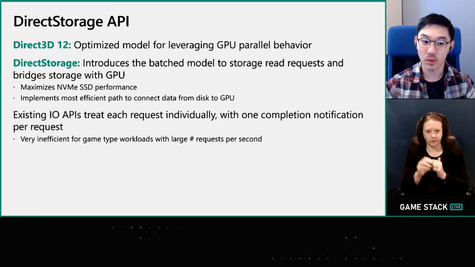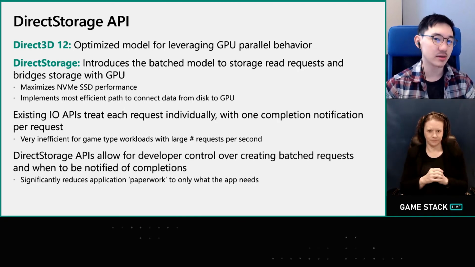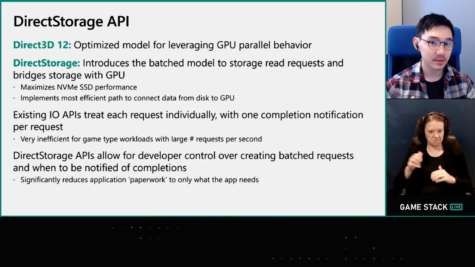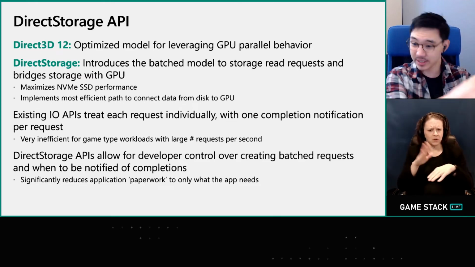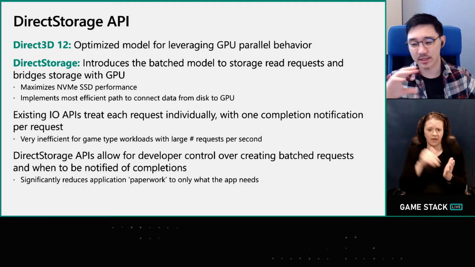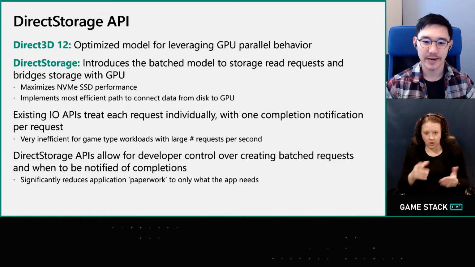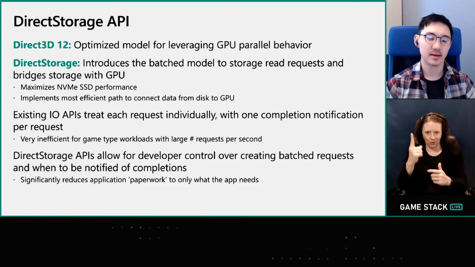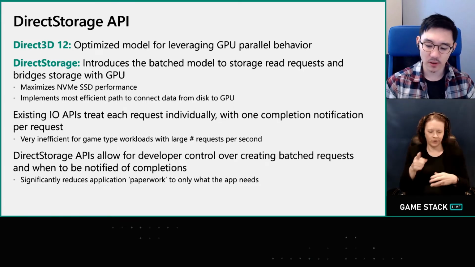You don't really want to be doing one at a time. So the DirectStorage API essentially allows you, the developer who's building the game, to create these batched requests and to identify when you want to be notified. If you have, say, 1,000 things that you need, you can say, I want these 1,000 things, and only when those 1,000 things are done do I want to be notified. It significantly reduces the application paperwork that you need to do, to make sure that there's a lot less overhead overall.